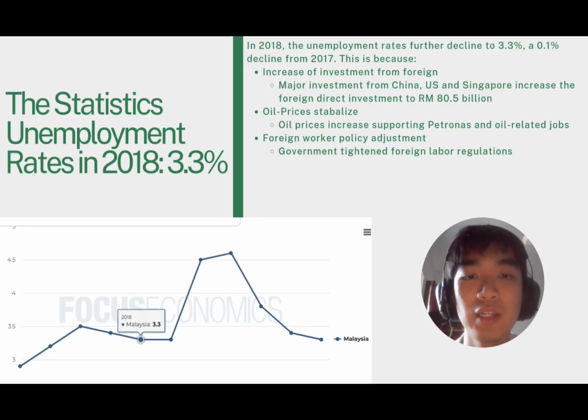In 2018, the unemployment rate further declined to 3.3%, a 0.1% decline from 2017. This is because of the increase in foreign investment, such as from China, the US, and Singapore. Other than that, oil prices also increased, supporting Petronas and other oil-related jobs. The government also tightened foreign labour regulation.